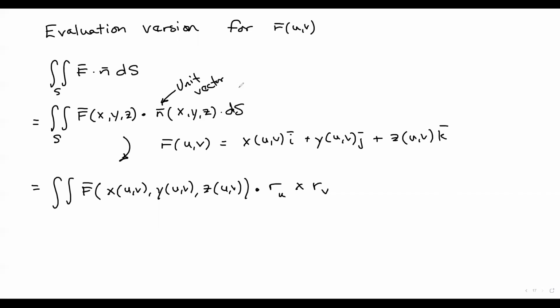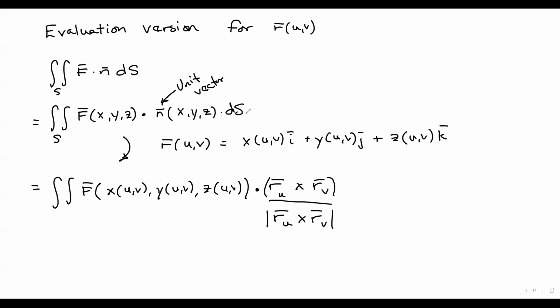However, what did I just say? I said this is a unit vector. This is not a unit vector the way that it's written. To make it into a unit vector, we would divide by the length of r u cross r v. Okay, and so that's all n.